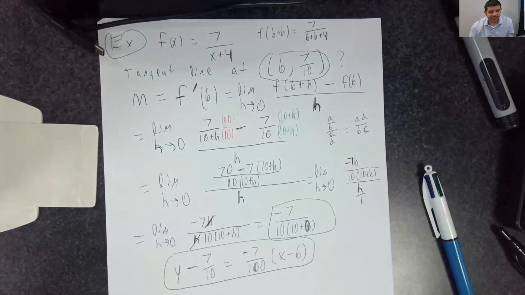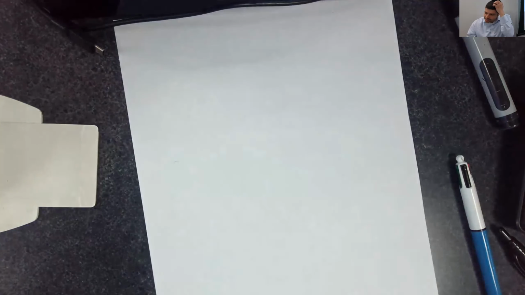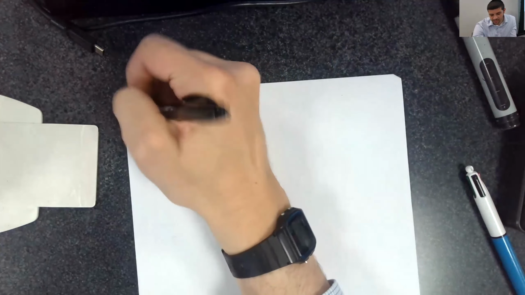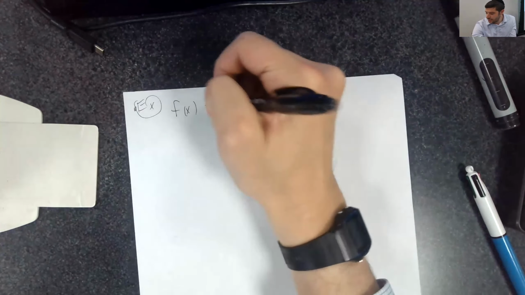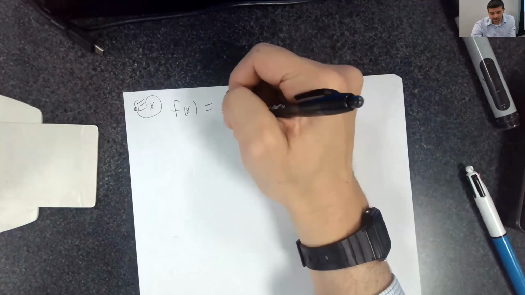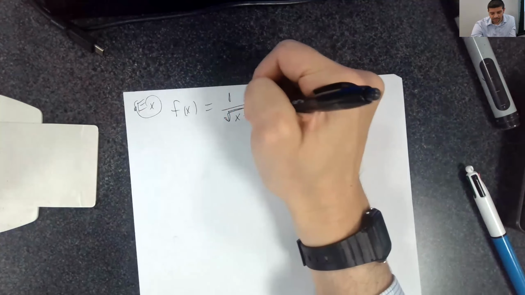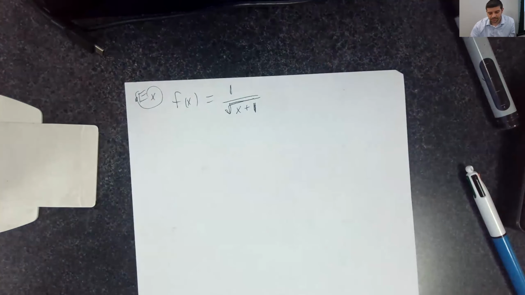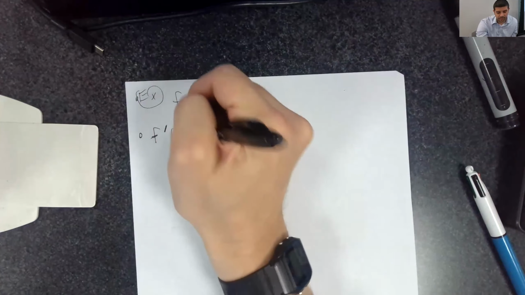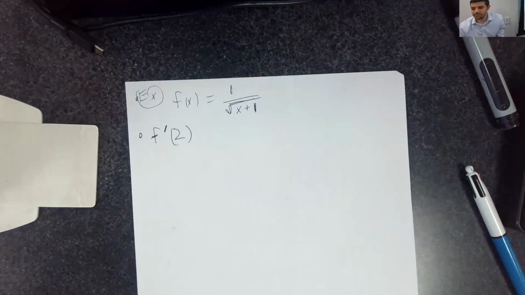Okay. All right, ready for a hard one? It's not hard because it's conceptually hard. It's just harder because of the algebra. The algebra keeps getting worse and worse. So this one has pretty bad algebra. 1 over radical x plus 1. Say they're asking for f prime of 2.